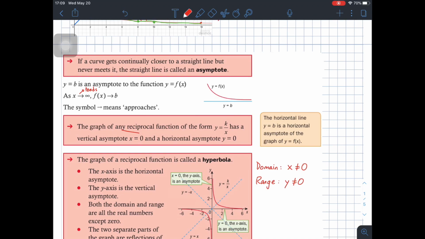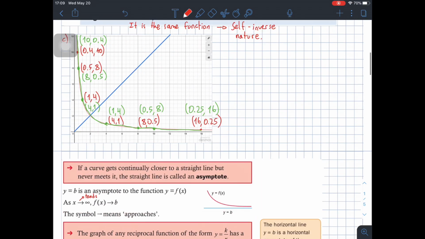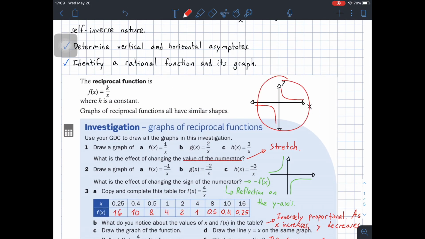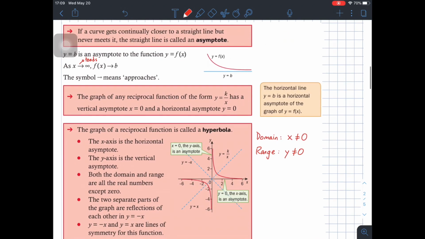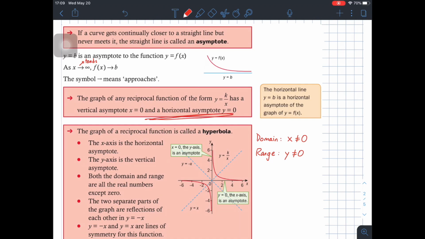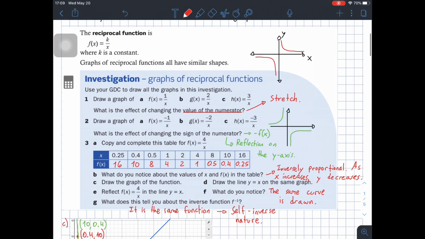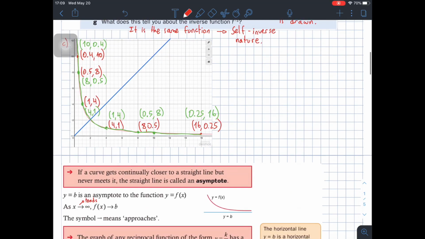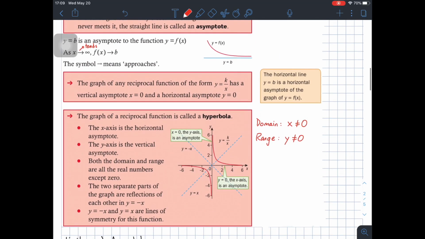Then it says, the graph of any reciprocal function of the form y equals k over x has a vertical asymptote at x equals 0. If you see this graph, for example, the one I did at the beginning, x equals 0 is this vertical line over here. And a horizontal asymptote, y equals 0. Horizontal asymptote, y equals 0 is basically the x-axis, right? So a reciprocal function will always have two asymptotes, a vertical asymptote and a horizontal asymptote.